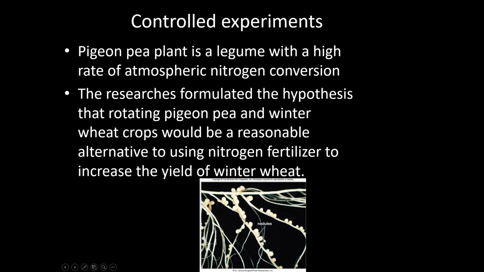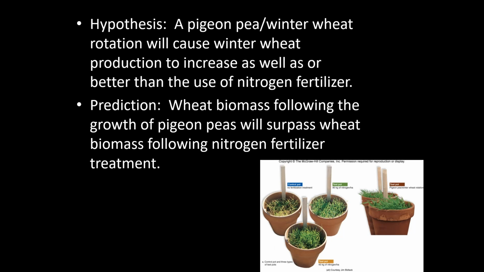The bacteria can take nitrogen out of the atmosphere and turn it into essentially plant fertilizer. So if the plant can form that relationship, the plant gets fertilized by the bacteria. Not all plants can do that. Only legumes, which are beans, peas, stuff like that, are able to have that relationship with this kind of bacteria. So these researchers developed a question: which is better, fertilizer or crop rotation?